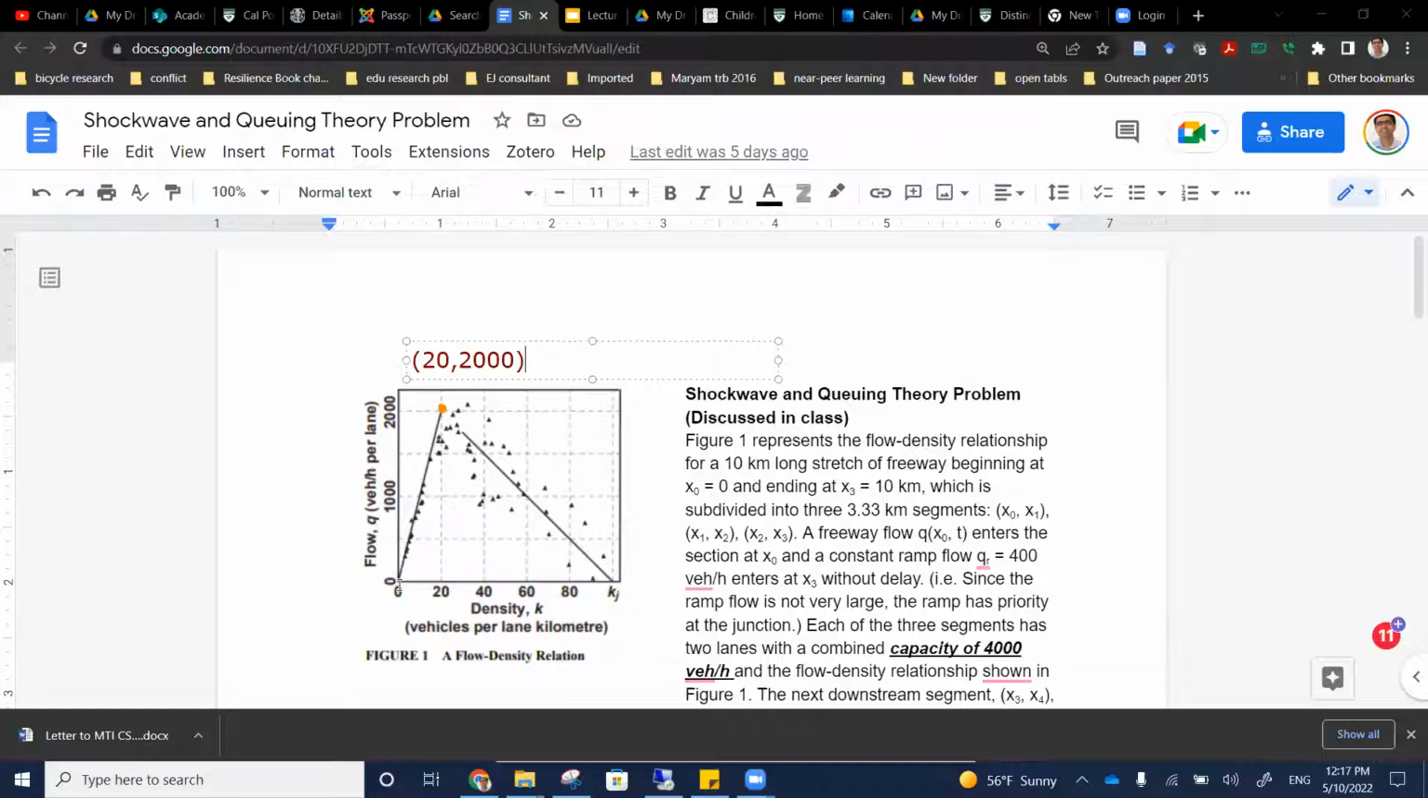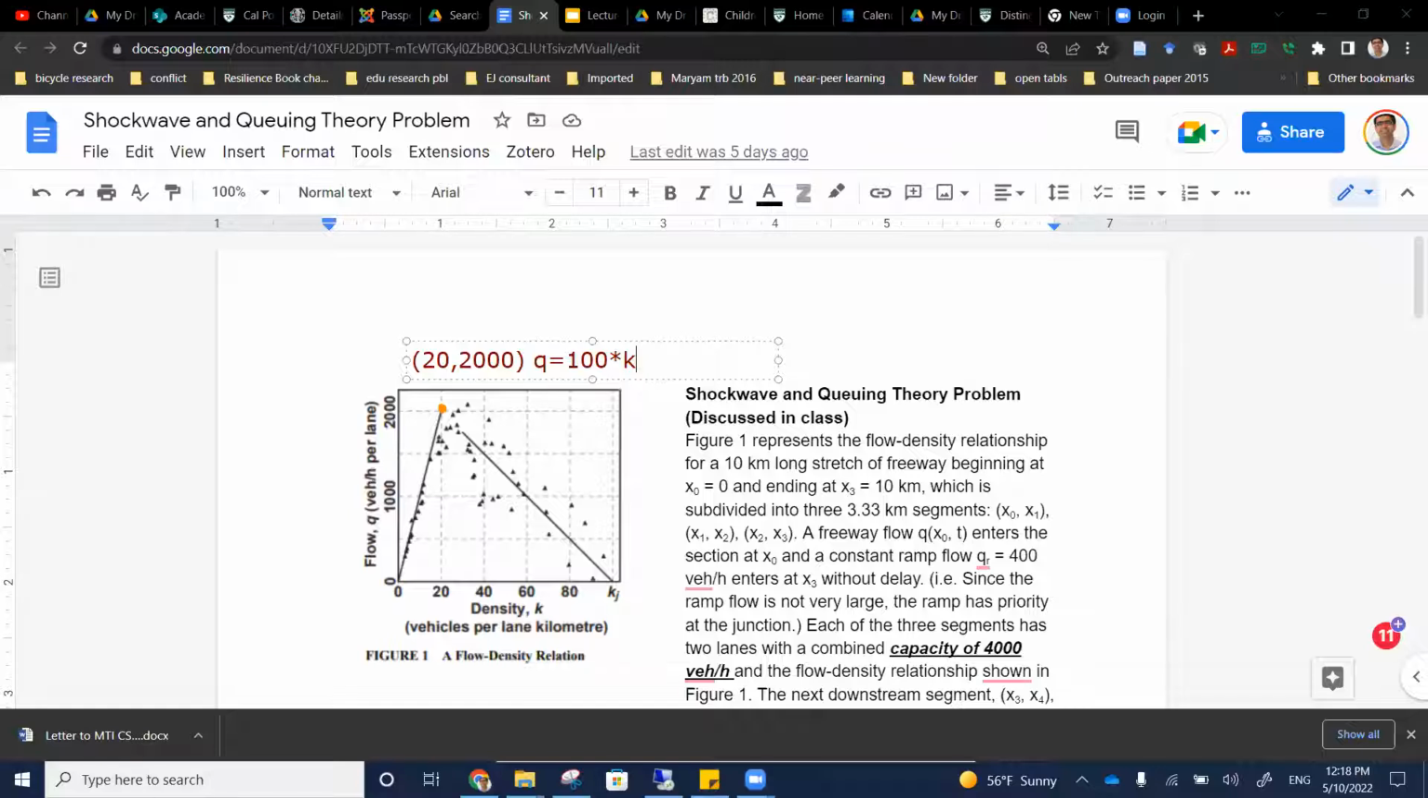How does this sound? Q equal to 100 times K. Does this equation sound correct? Yeah. Okay, good. So you got Q equal to 100 times K. This means that your flow rate is always 100 times the density on the segment of the road.